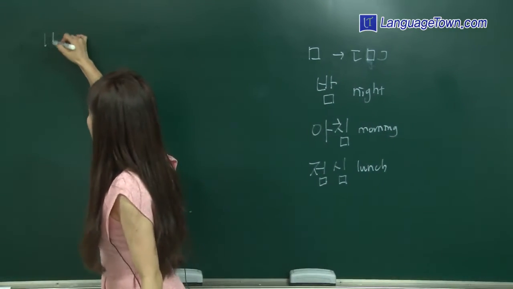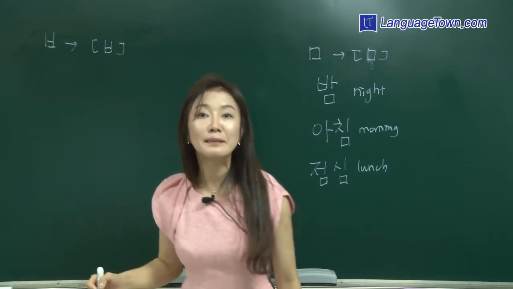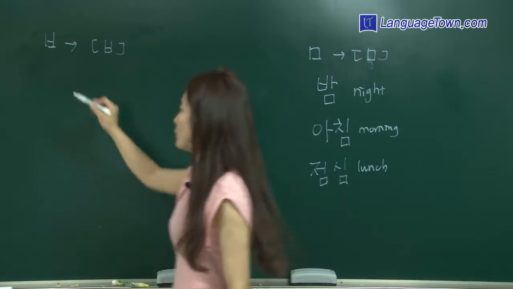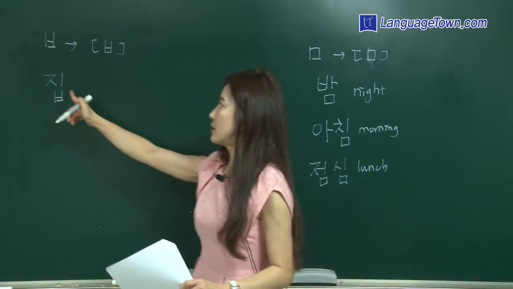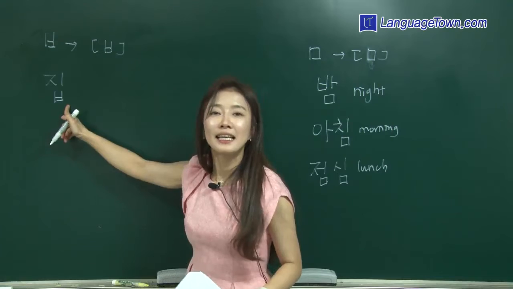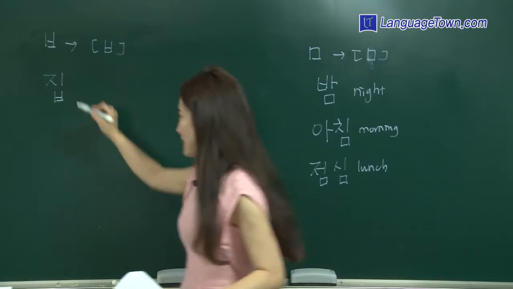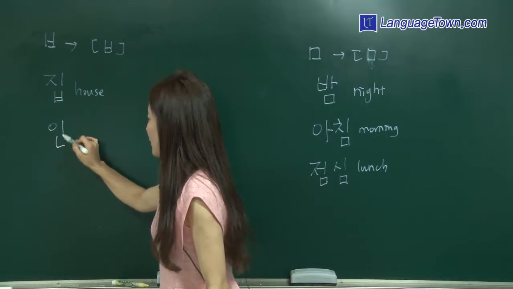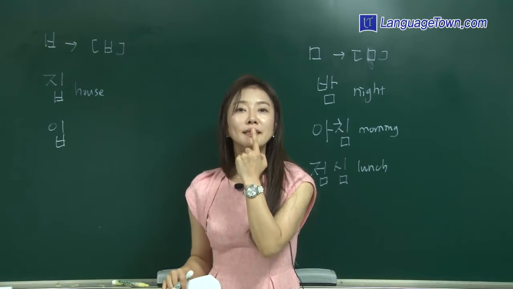If the ㅂ sound comes to 받침, it sounds like 읍. Remember. So, this one, can you read this? Yes. 지, 입. Right. So, 집 is house. Very good. And 입. Good. 입. This is 입. So, mouth.